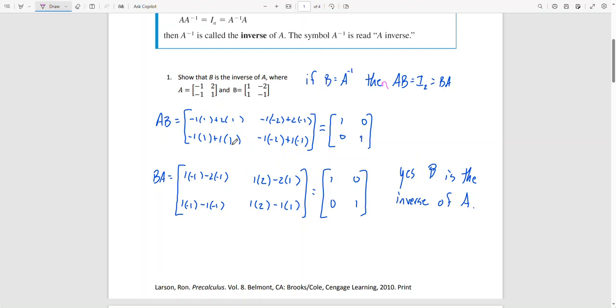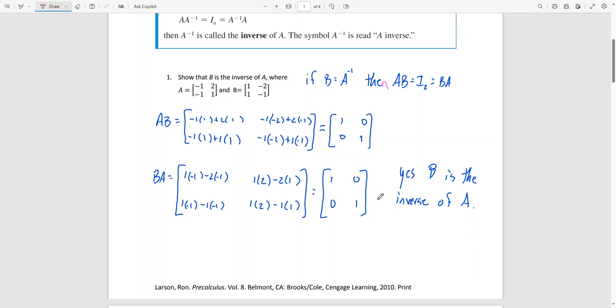If I do it in the other order, now I'm looking at rows of B, columns of A, so I have 1, negative 2, column 1, negative 1, negative 1. Notice the first column has negative 1, negative 1. First row, 1 minus 2, 1 minus 2. And when we simplify this, we get the identity as well.